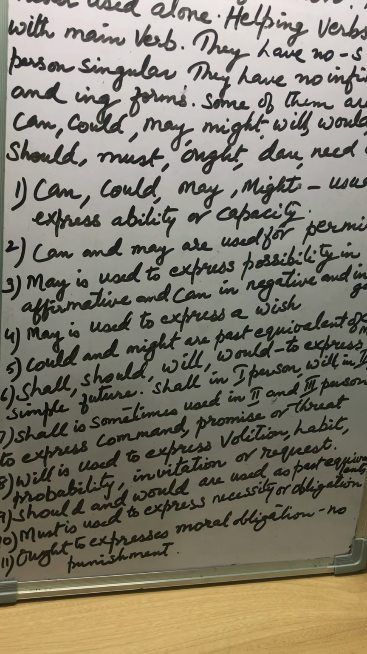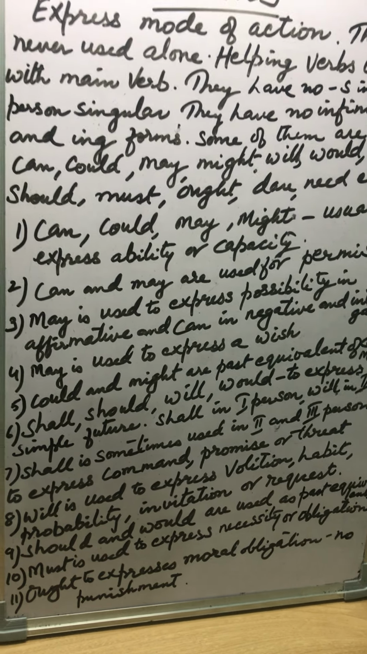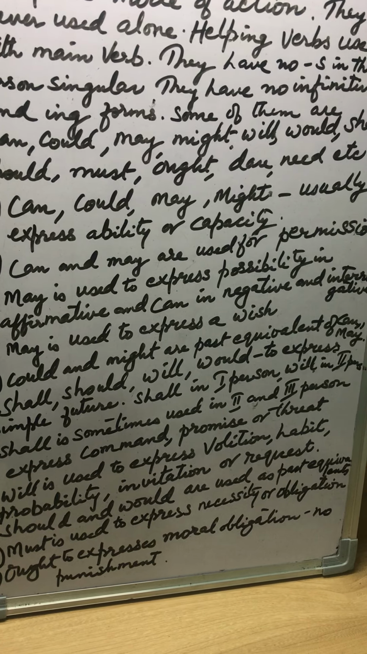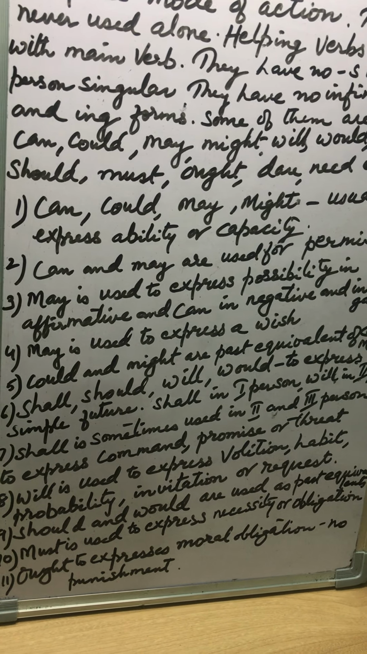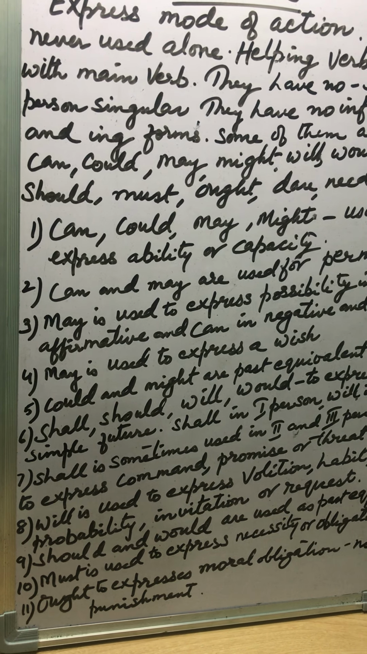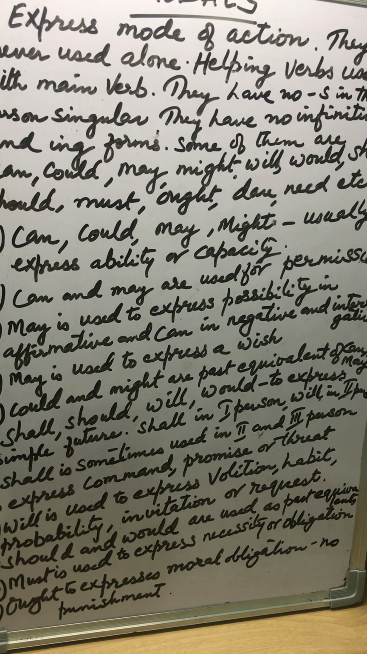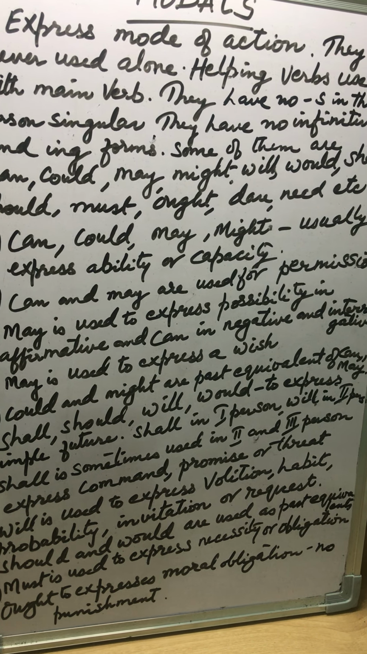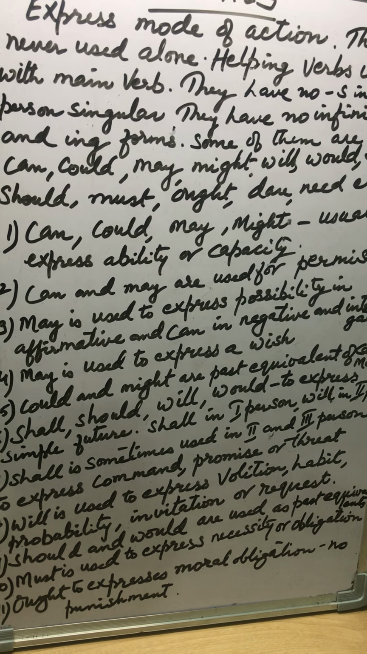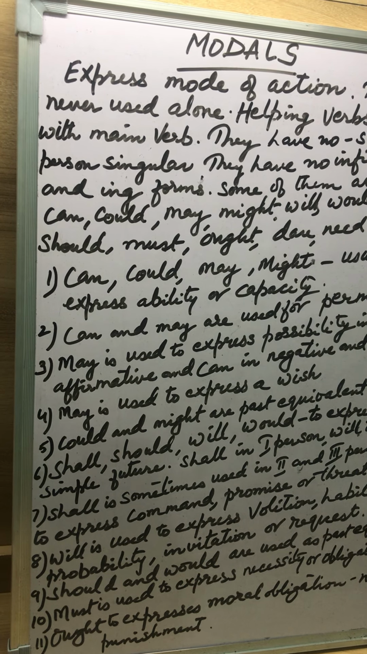Then we will see that shall, should, will, would are also used as modals to express simple future tense. Shall is used with first person, whereas will is used with second and third person to express simple future.